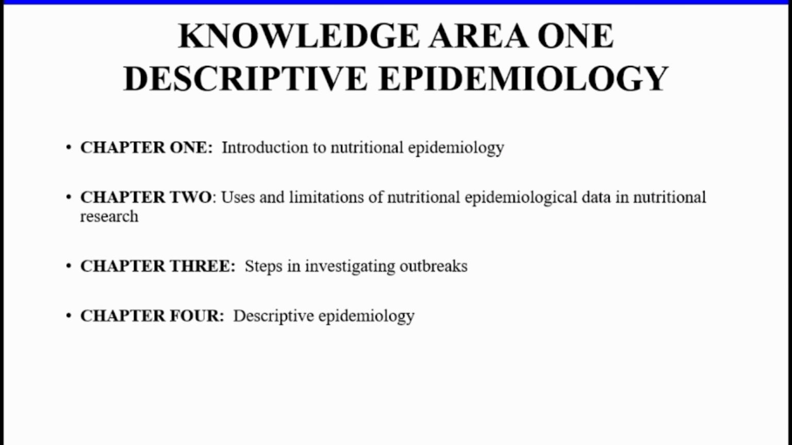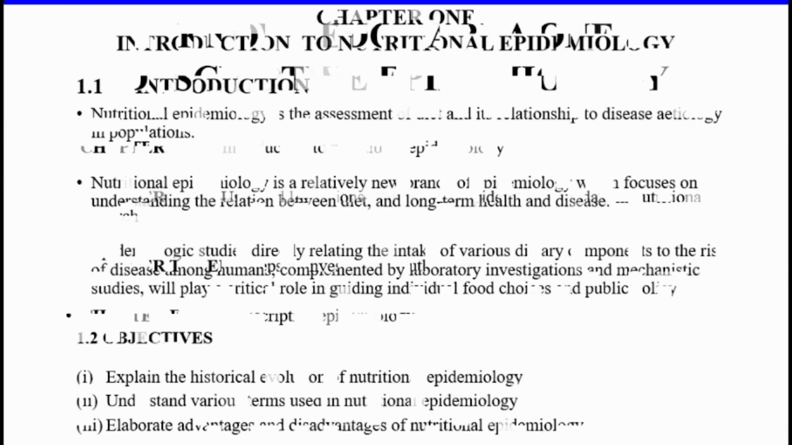So knowledge area 1 is about descriptive epidemiology, and it has 4 chapters. The first chapter is about the introduction to nutrition epidemiology. The second chapter is about uses and limitations of nutritional epidemiological data in nutritional research. Chapter 3 is about steps in investigating an outbreak. And chapter 4 is about the descriptive epidemiology.